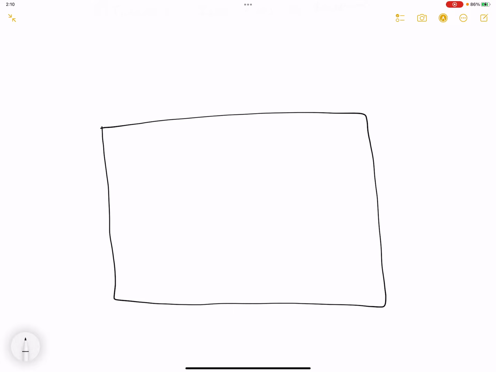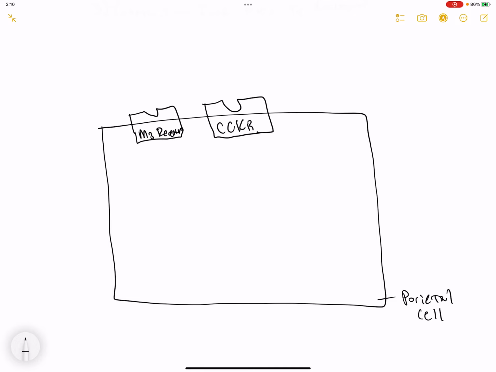Now, let's draw a parietal cell. And this parietal cell is going to have 3 receptors that are going to be important for these 3 phases. The first receptor that I'll draw is the M3 receptor. The second receptor that I will draw is the CCKB receptor, and the third and final receptor I will draw is known as the H2 receptor.